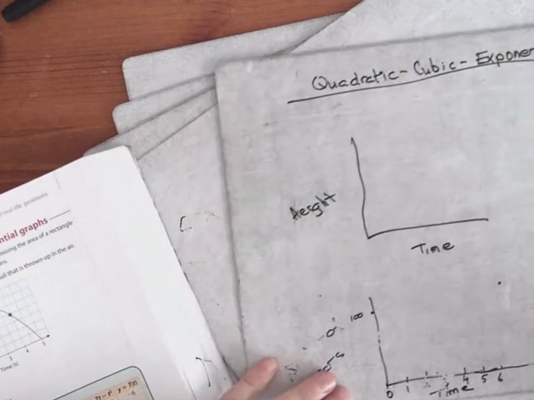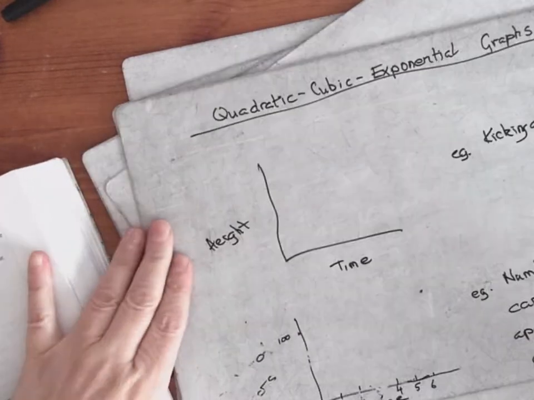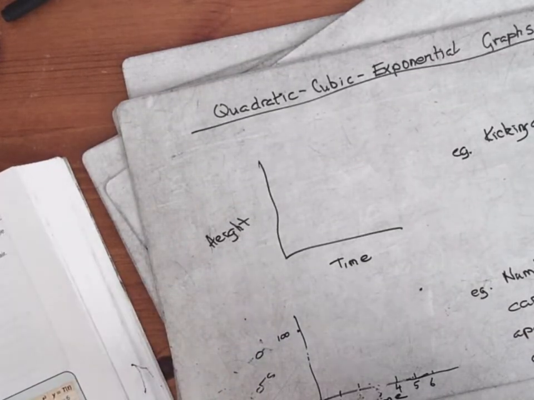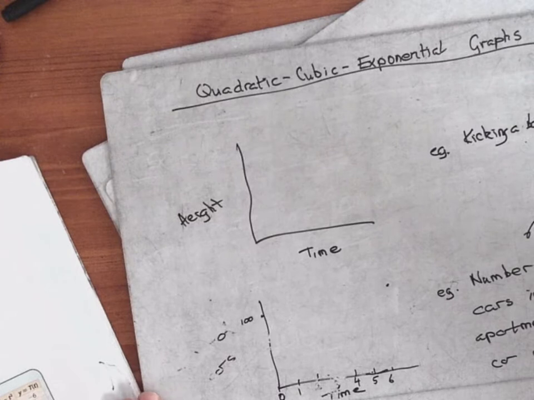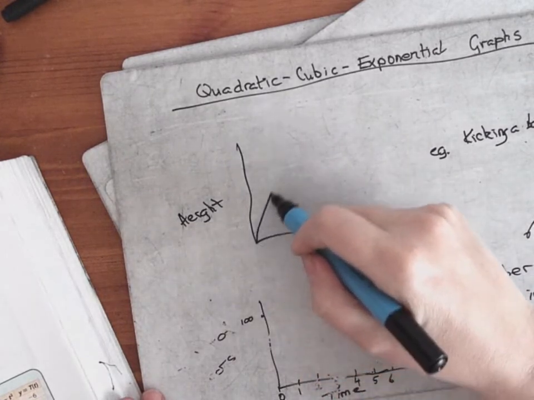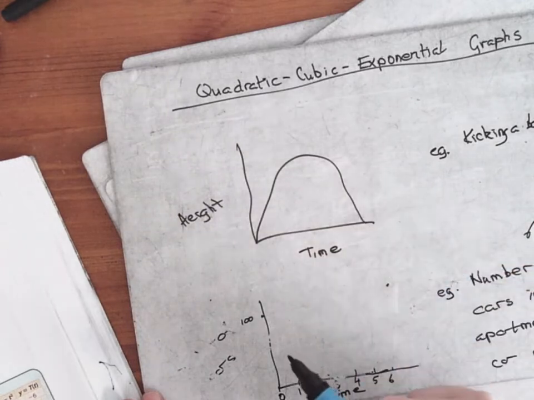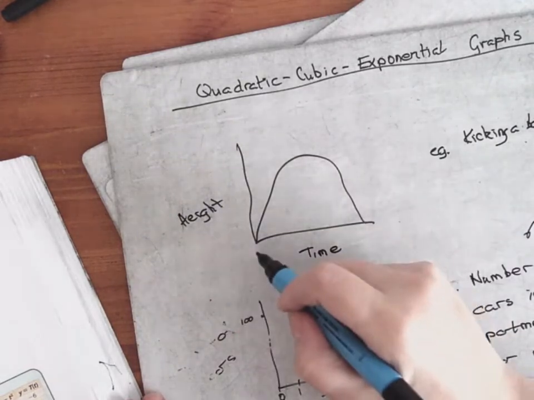So quadratic, cubic, exponential graphs, basically you'll be drawing them like you were in the last chapter, or you'll be answering questions on them like you were in the last chapter. Before, they just said here's a graph, but now they're going to tell you, this is when you kick the ball.